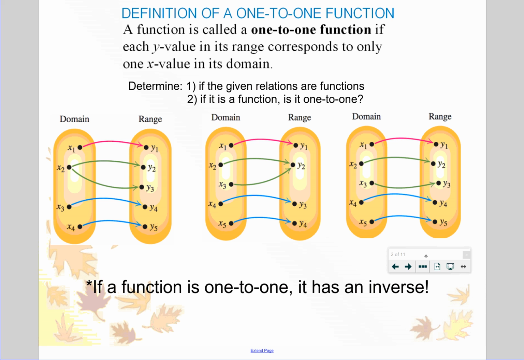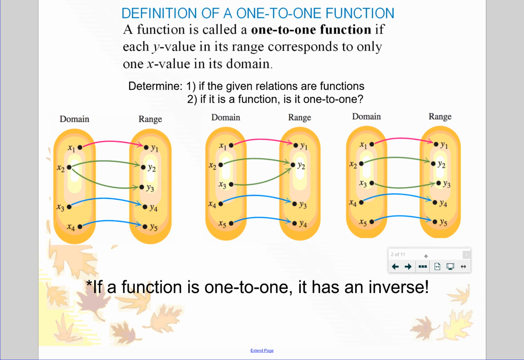A one-to-one function is a special case of a function. If each x has one y and each y has one x, so it goes both directions, then we have a one-to-one function. Now, why is that important? Because if a function is one-to-one, it has an inverse.